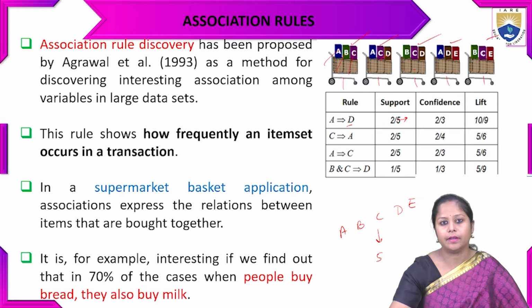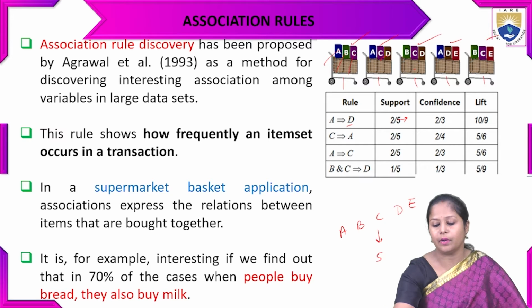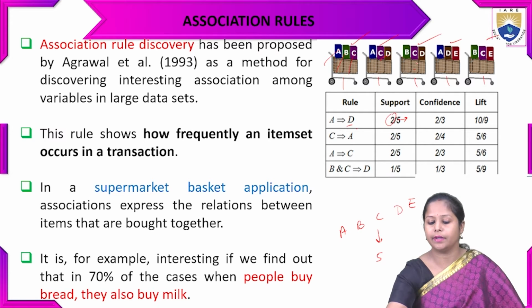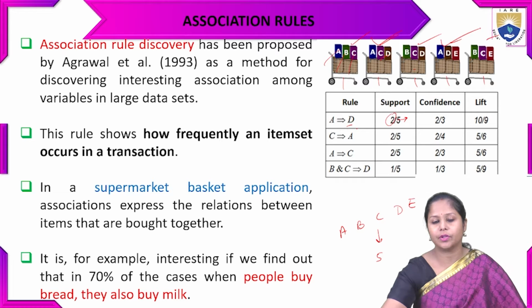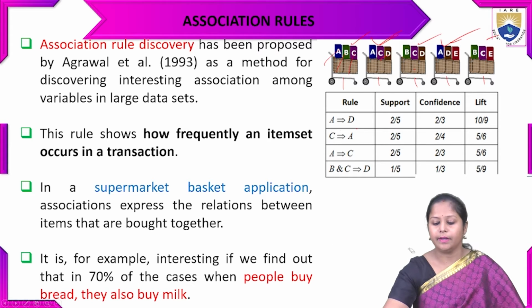And how many transactions are there with that union of items? A to D occurred 2 times, in the second and fourth cart. So the support will be 2 by 5. That is nothing but 60 percent, the percentage, right?